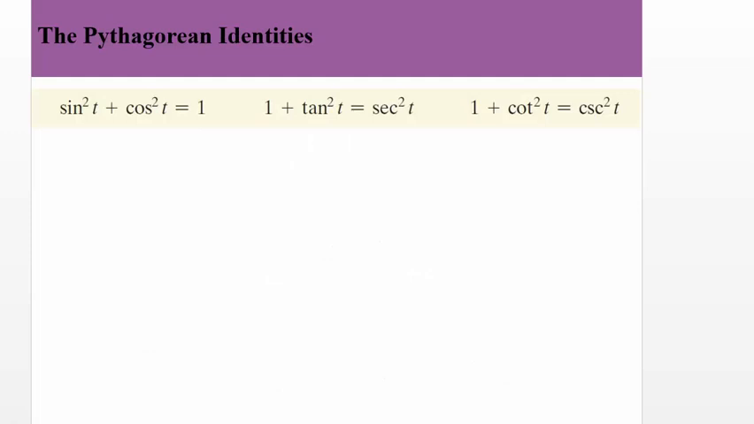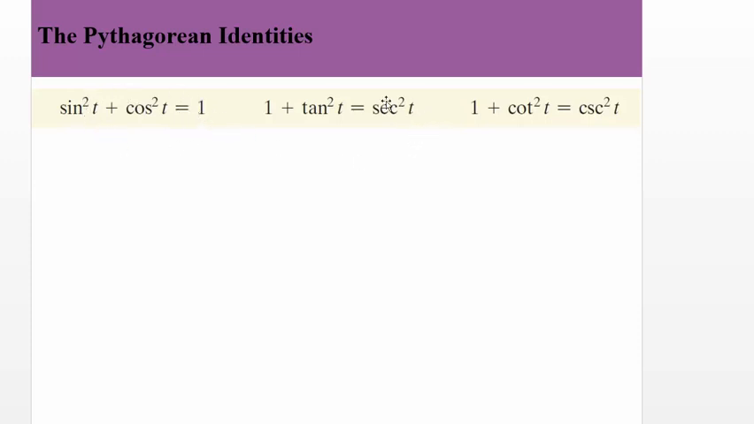Now we're going to next look at the Pythagorean identities. We've got the sine squared plus the cosine squared. And if you think about your unit circle, if you square y and you square x on the unit circle, you're always going to get 1. And this is really the big one right here: the sine squared plus the cosine squared of t equals 1.